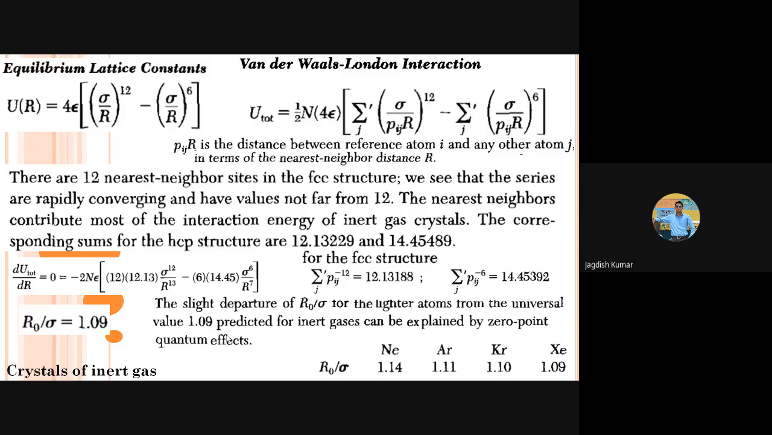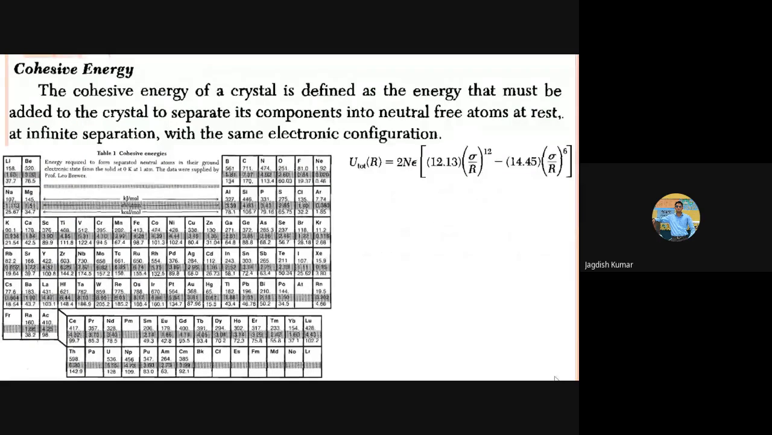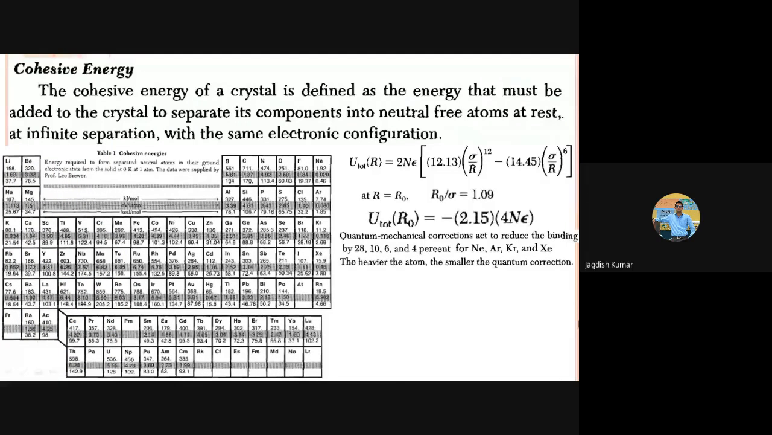The reason for the slight departure is actually quantum effects. This can be explained on the basis of zero-point quantum effects. Now the question is, what are quantum effects? Why are they maximum for neon? Why not for xenon? These are the questions which follow. So let's come to the next slide for this. Has it been given here? I didn't give it. Okay, it is in the next slide. Fine. So those quantum effects are explained here.